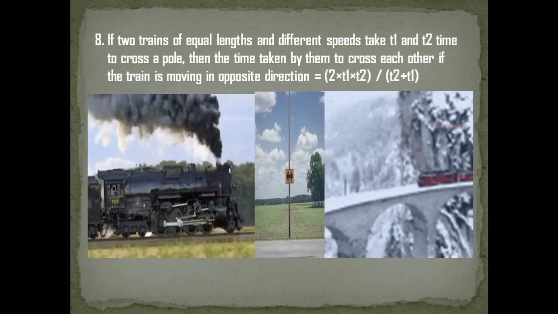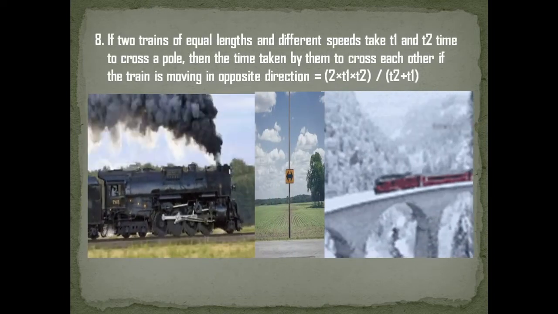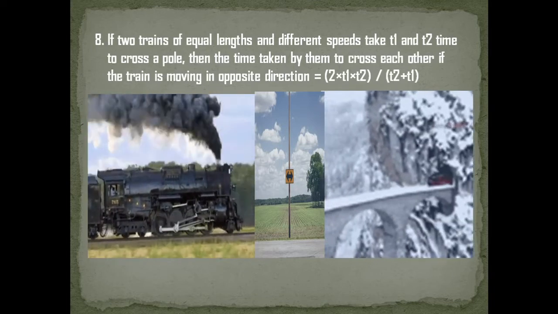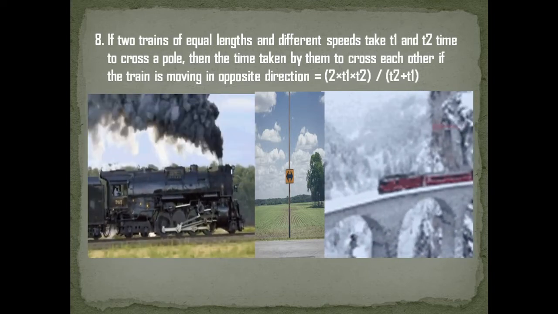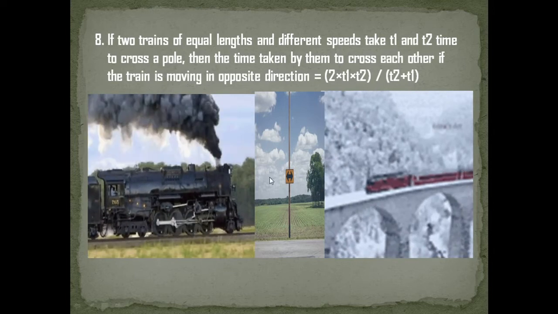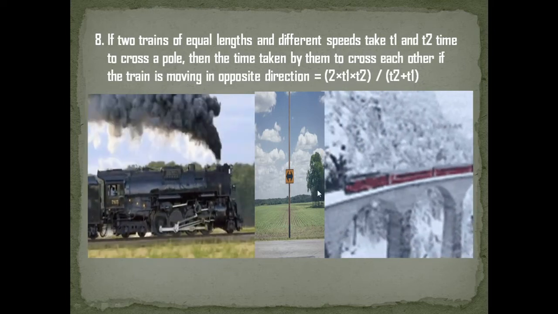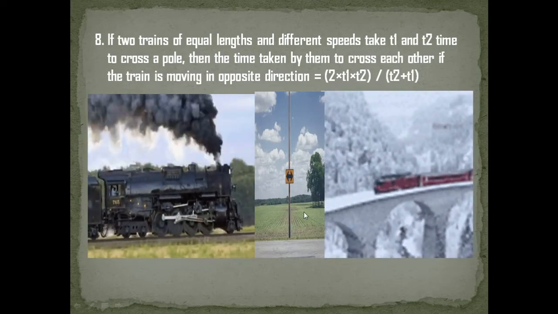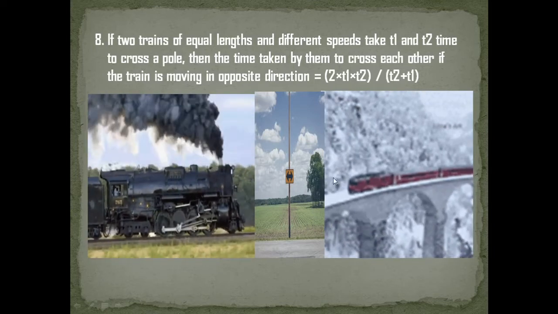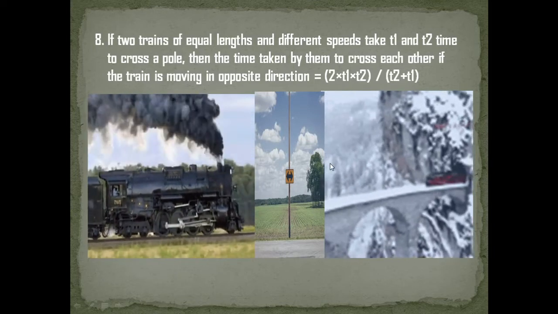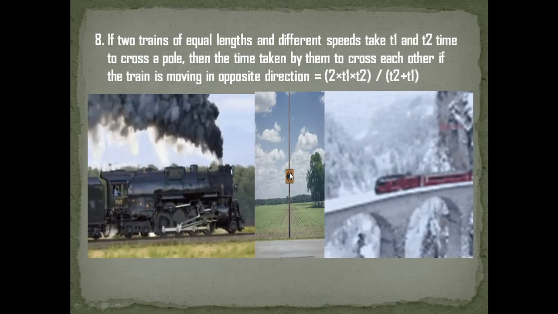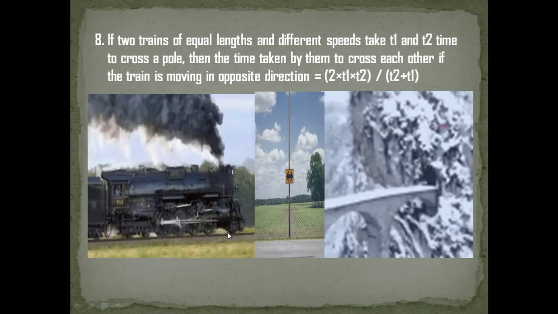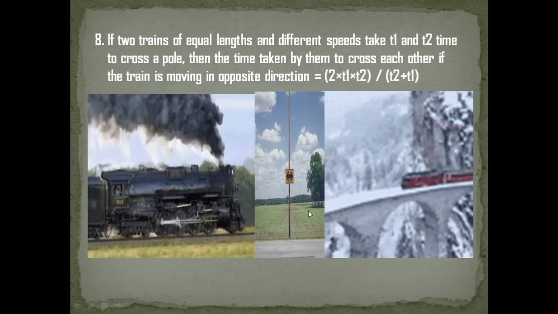Now let's take one more interesting concept on which questions may occur regarding trains. If two trains of equal length and different speeds take T1 and T2 time to cross a pole. So say there are two trains whose lengths are the same, but they are moving at different speeds, and they take time T1 and T2 to cross a pole. So there is a pole, this train will take a different time, and even this train will take a different time, so we have mentioned them as T1 and T2. Then the time taken by them to cross each other, if they are moving in opposite direction. What would be the time taken by both trains to cross each other?